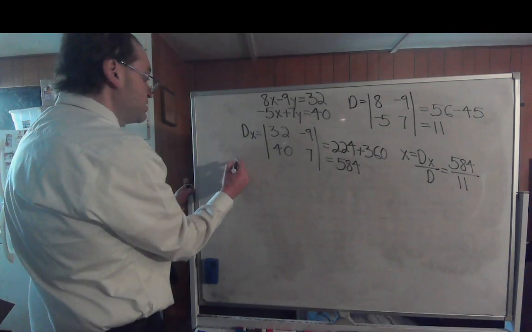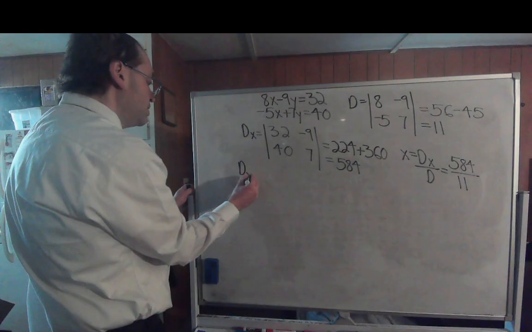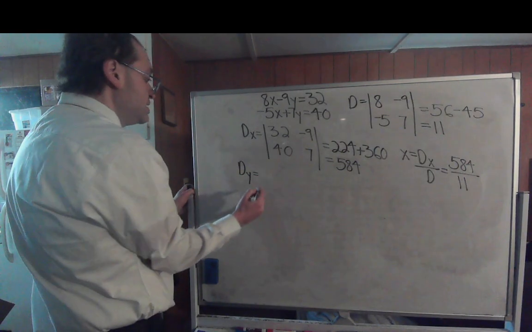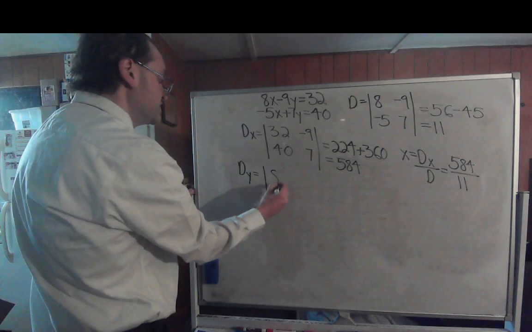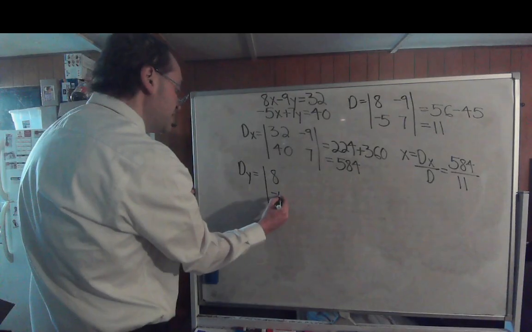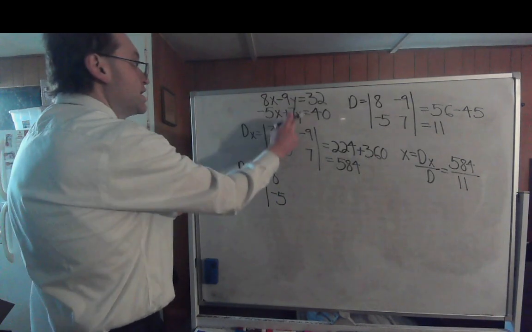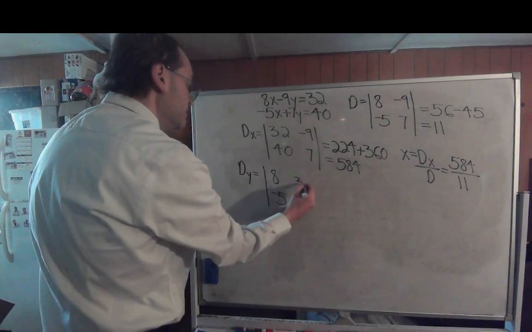All right, now let's solve for y by finding d sub y. So to find d sub y, you'll keep your x coefficients the same, the 8 and the -5, but you'll replace your y coefficients with that 32 and 40.